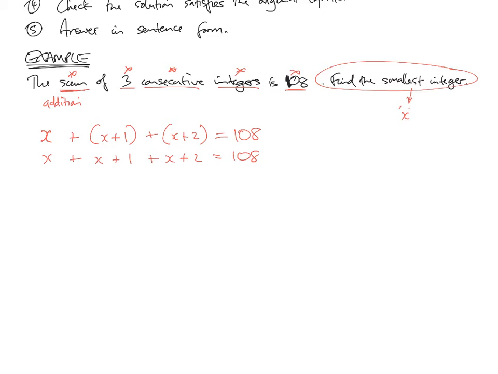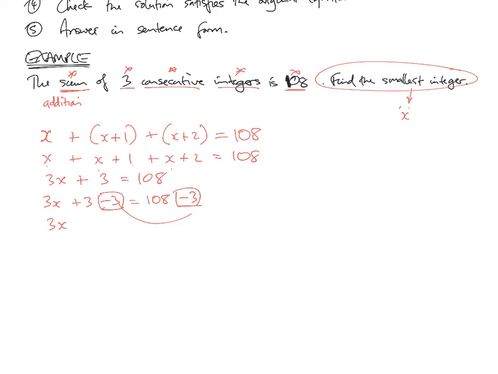I need to collect like terms. How many x's do I have on the left side? 1, 2, 3. 3x plus. What numbers do I have? 1 and 2 plus 3 is equal to 108. Okay, so I'm almost there. I need to get rid of the positive 3. What's the opposite of adding 3? Taking 3. What do I need to do to keep both sides balanced? I need to take 3 on both sides.